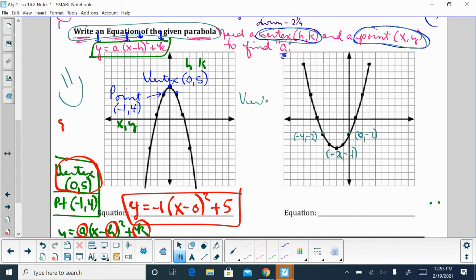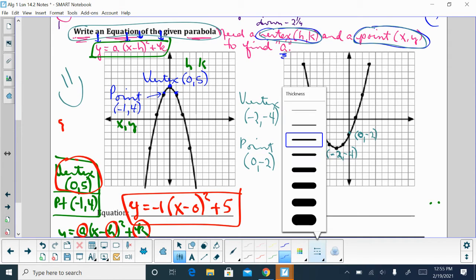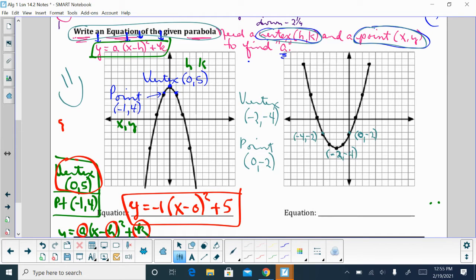So our vertex is -2, -4, and the point that I'm going to use is 0, -2. And so if you happen to recall, here's my h, here's my k, here's my x and my y.